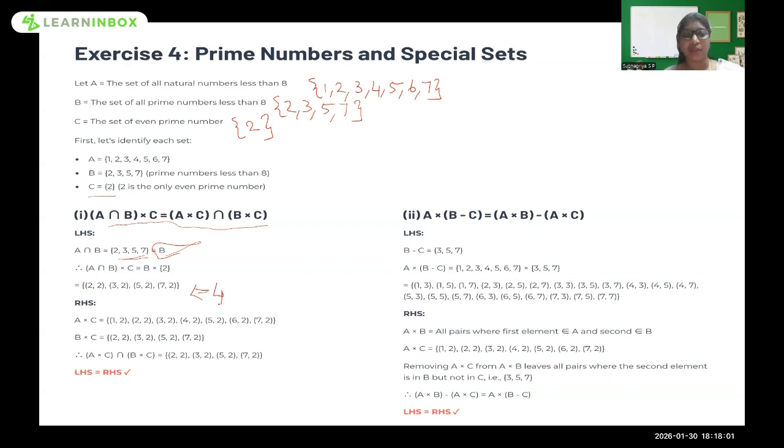For our RHS, we have to find A cross C and B cross C first. So in A cross C, here we are having 7 elements and here only 1. So of course, we will be getting 7 elements in total. For B cross C, we will be getting 4 elements in total. And we have to intersect, that is only the common elements. So (2, 2) is over here, (3, 2) is there, (5, 2) is there and (7, 2) is there. Only these 4 elements are common. Now, LHS and RHS are equal. That's the property getting satisfied.